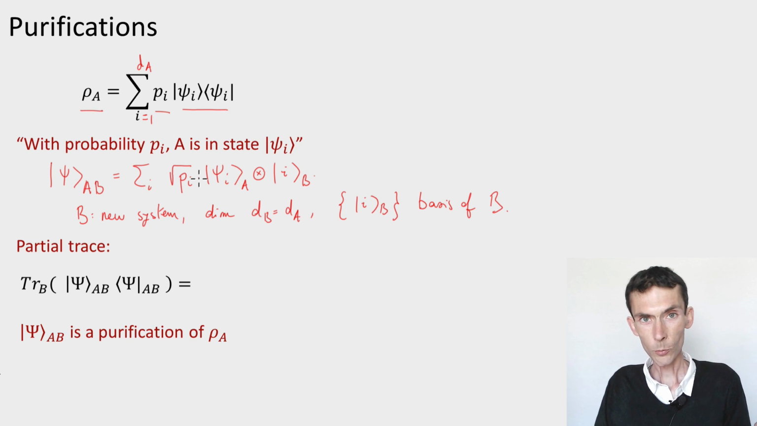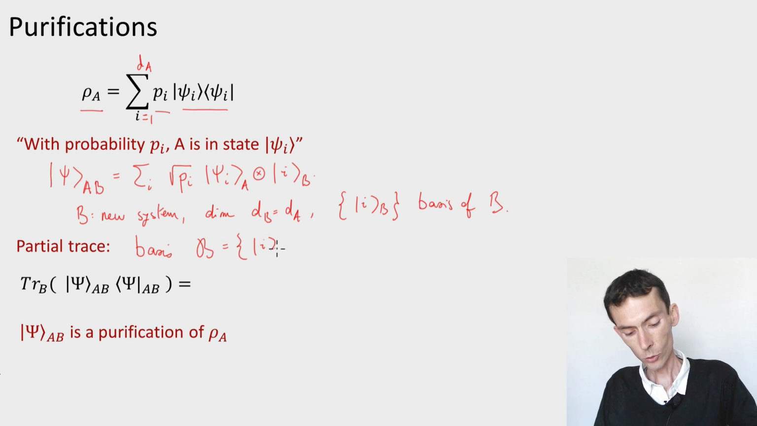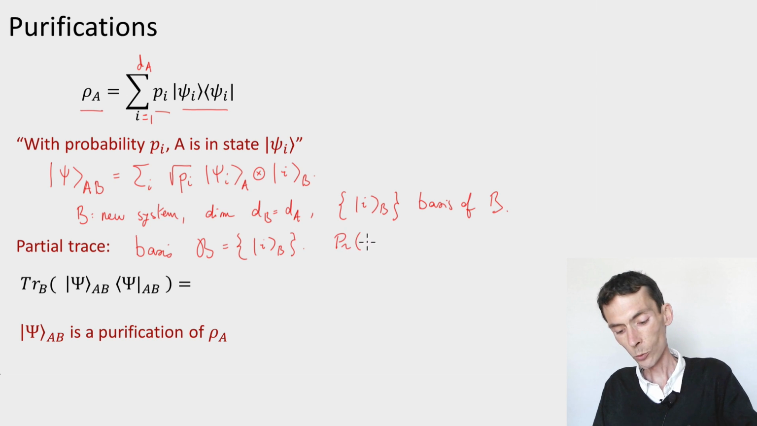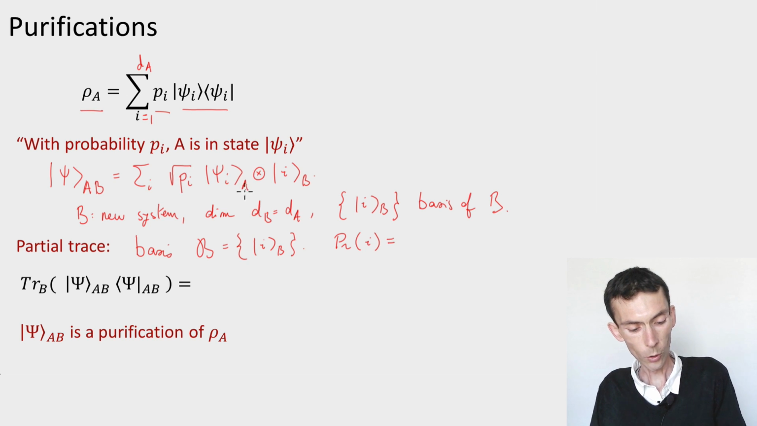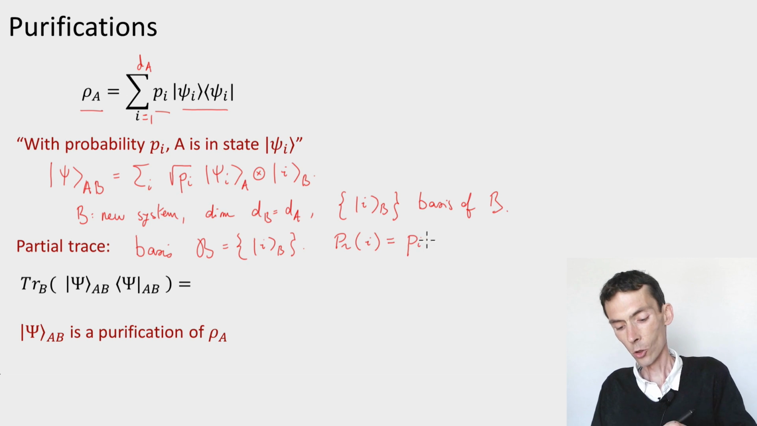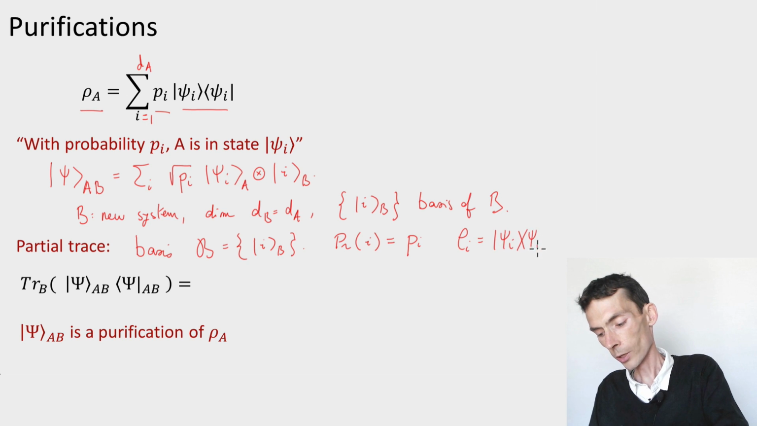We choose a basis for the B system, we measure, we see what happens. So of course, what basis are we going to choose? The one we just introduced. So let's use that basis for B. Then if we compute the probability that we get a certain outcome i, we're getting used to this now, it's just going to be the squared norm of this vector root p_i psi_i, which is p_i. And the corresponding projected state rho_i will be psi_i on the A system tensored with |i> on the B system.